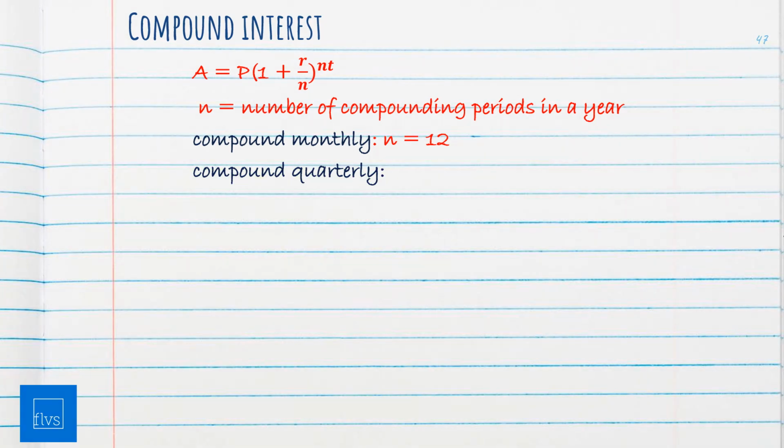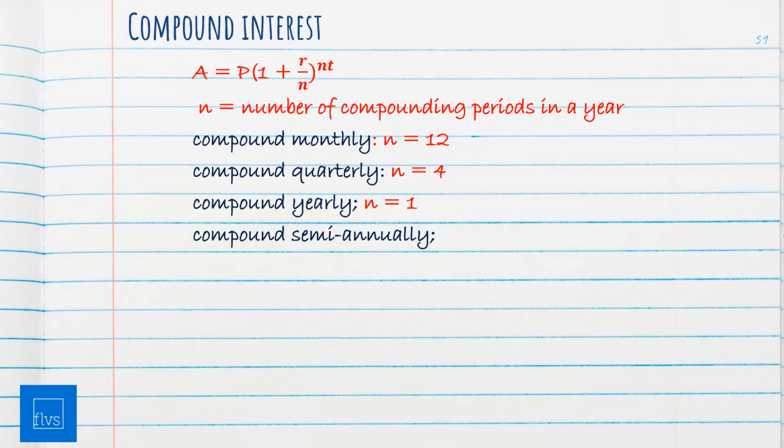Compounded quarterly, there are 4 quarters in a year. So n equals 4. Compounded yearly, year is just 1 year. So n equals 1. Compounded semi-annually, that's twice a year. So n equals 2. Now, these are the ones that you'll mostly see in your problems, but we have a couple more.